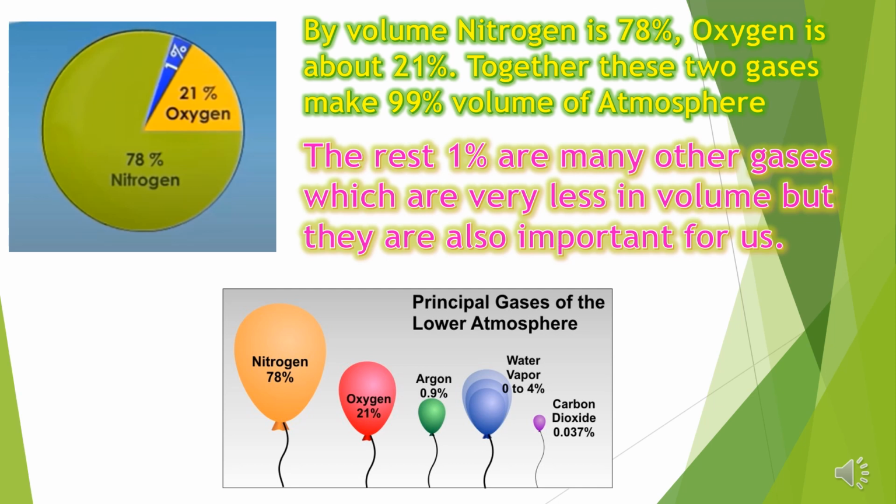By volume, nitrogen is 78% and oxygen is about 21%. Together, these two gases make up 99% of the volume of the atmosphere. The remaining 1% is made of many other gases which are very small in volume, but they are also important for us.